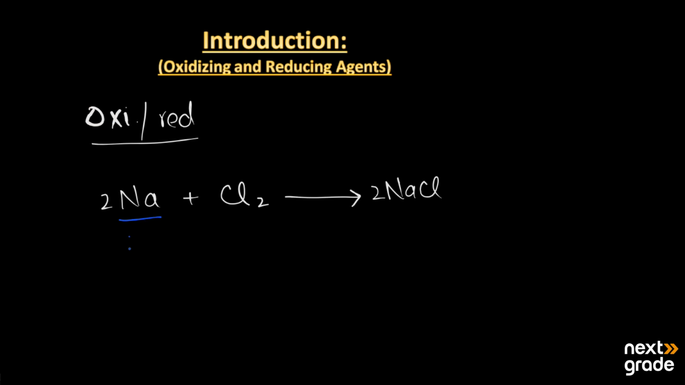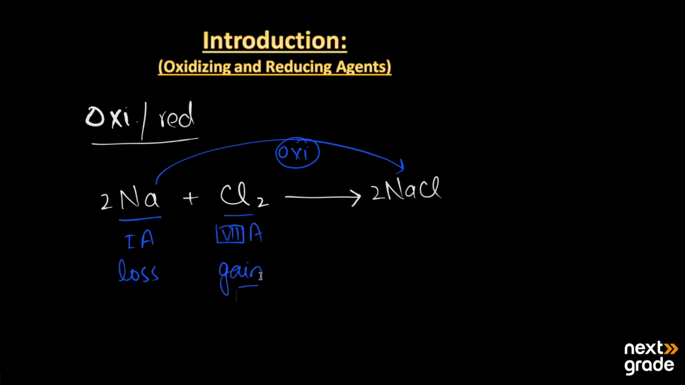As we know, sodium belongs to group 1A. It is a metal, so it can lose electrons easily. By losing an electron, it will carry the charge +1, and in this way, it undergoes the process of oxidation. On the other hand, chlorine belongs to group 7A, and it can gain an electron because it is a non-metal. By gaining the electron that has been lost by the sodium metal, it undergoes the process of reduction and carries the charge -1. So in this reaction, one substance undergoes oxidation and the other undergoes reduction.